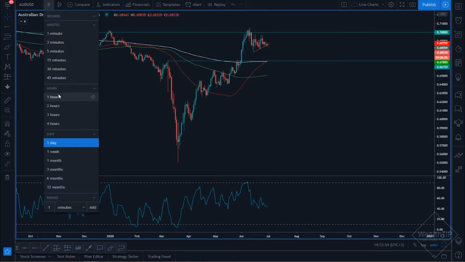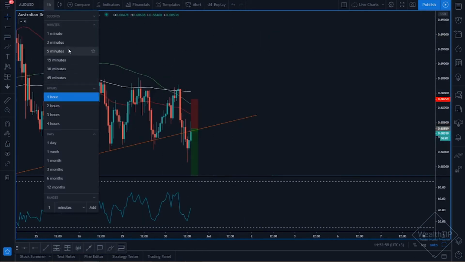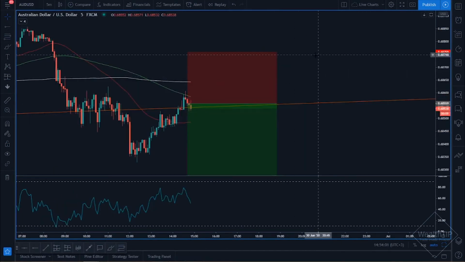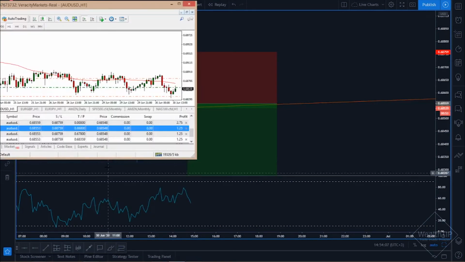But as it stands, guys, that is the position for now, the Aussie dollar, and there's not much else I can share with you as it relates to this particular trade. We're just going to have to wait and see how this trade plays out.